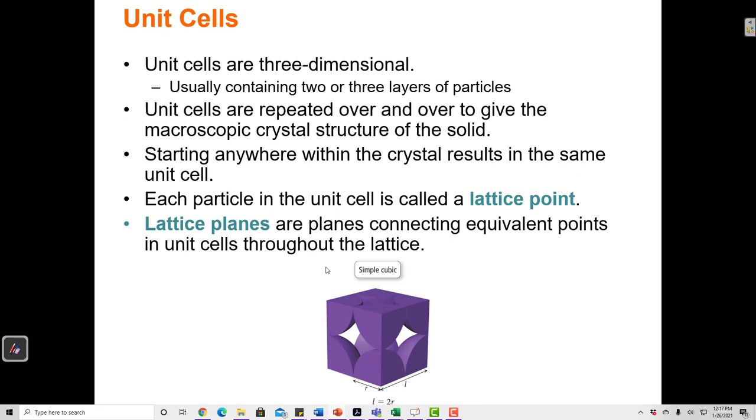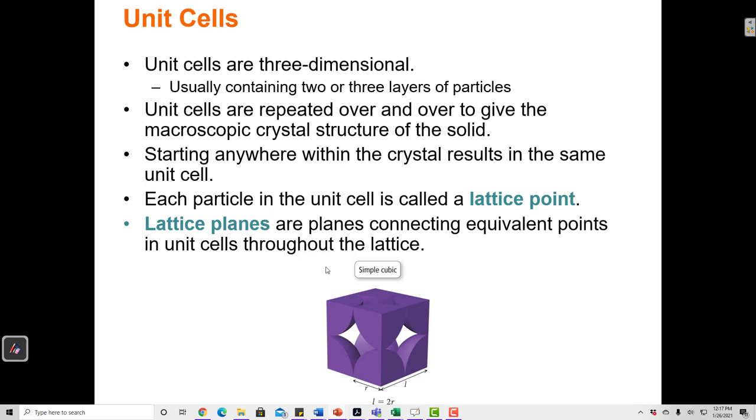So here's an example of a unit cell from a simple cubic solid. Unit cells are three-dimensional, and they usually contain two or three layers of atoms. So remember, these atoms are going to get as close together as possible in a solid, and when we're talking about the unit cell, it's always more than just one layer. It's two or three layers. And unit cells are repeated over and over to give macroscopic crystal structures of the solid.